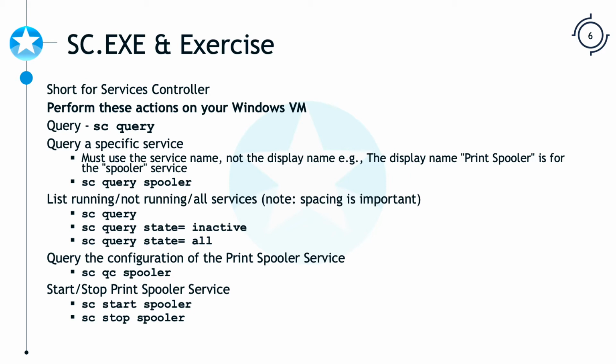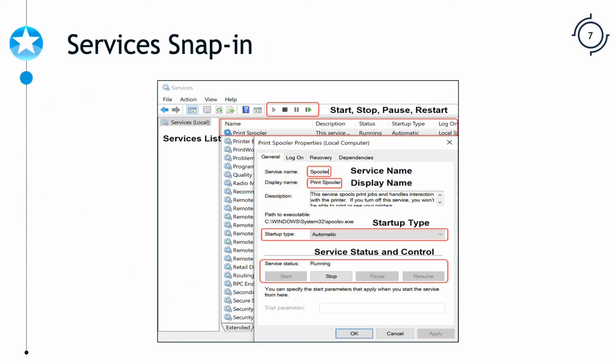If I want to query the configuration or use the QC option, I can say SC qc spooler, and I can see the configuration for that specific service. I can see the binary and other configuration options. To start and stop the service, I can use SC start and then the service name, or SC stop and the service name. The snap-in looks like this.